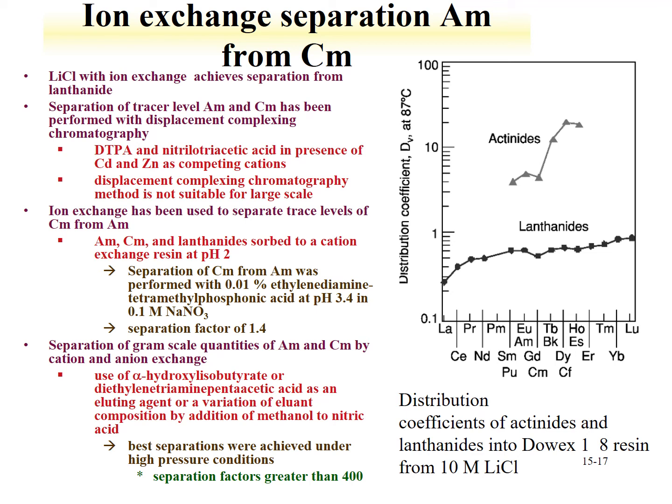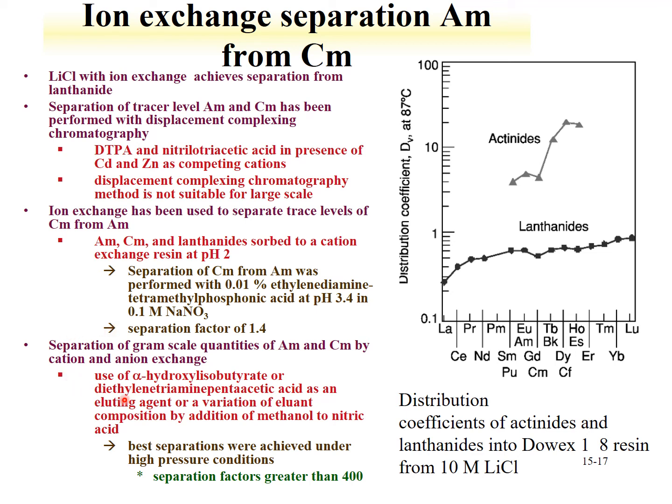put into the system. Large-scale gram quantity separation of americium curium has been performed using cation and anion exchange, and it's using ligands such as alpha-hydroxy isobutyrate, which we showed was used in the discovery of these elements to separate the lanthanides, and they also are useful in separating the actinides.